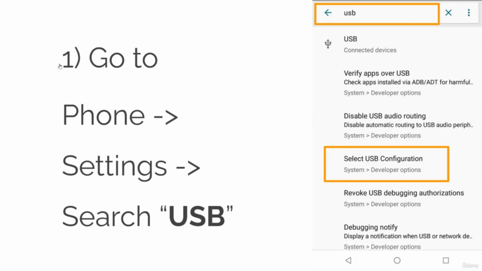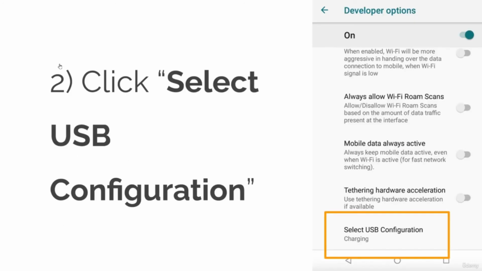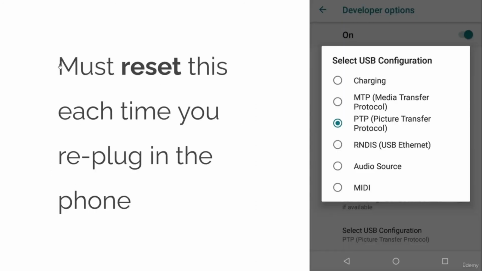You want to click on Select USB Configuration. Notice that this is actually under Developer Options. All right, and there, select that, click on Select USB Configuration. By default, it will be typically charging, but you want to change it to PTP, Picture Transfer Protocol.